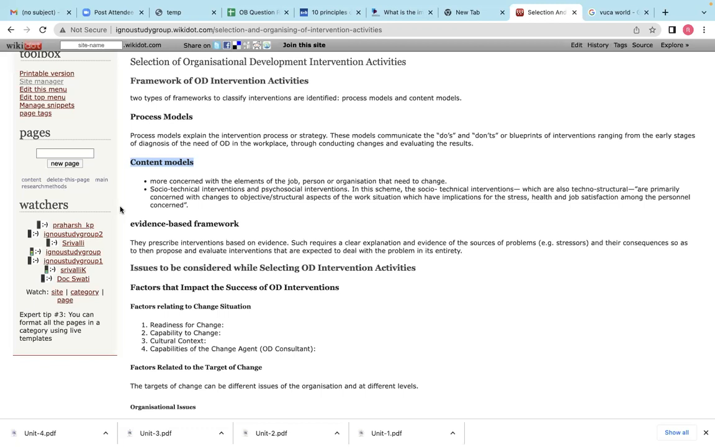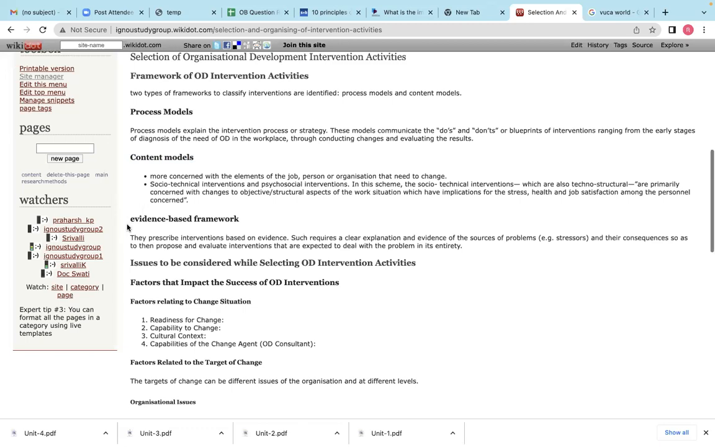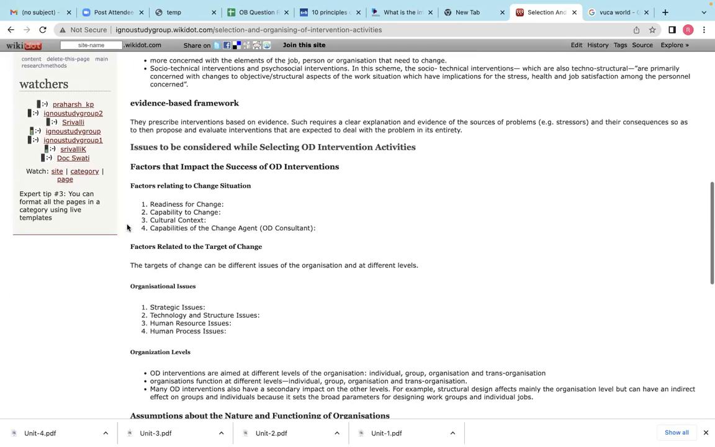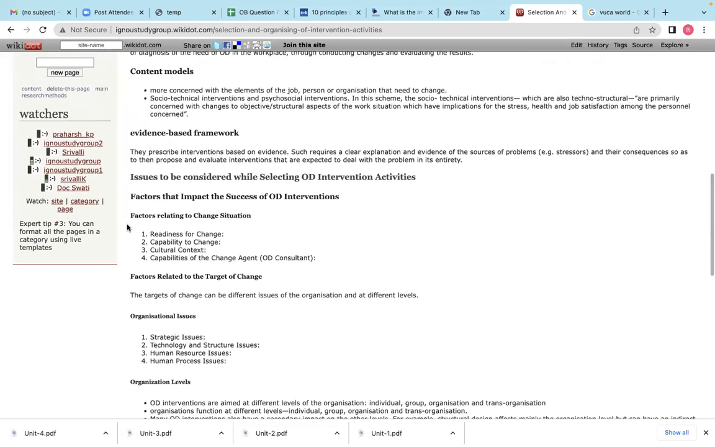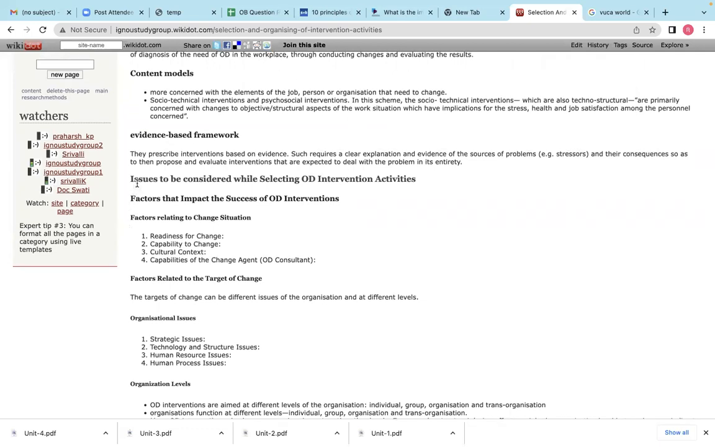Okay, so now we are going into the issues and factors that would impact the success of OD intervention. The process model and content model that we talked about never came in the exam, but you can probably remember, they might ask a 3 mark question. And one more point in this section is a concept called an evidence-based framework.